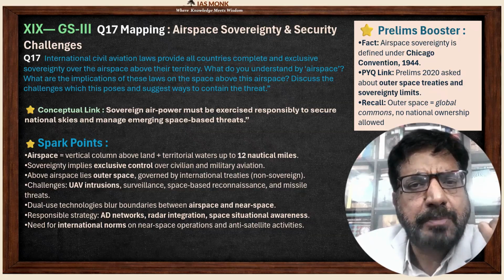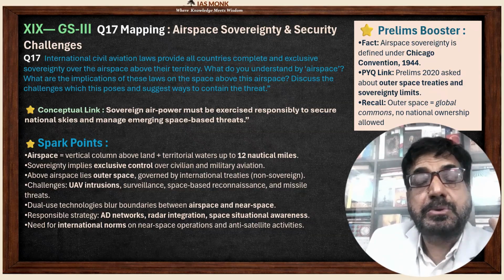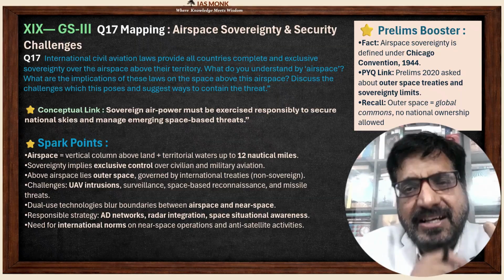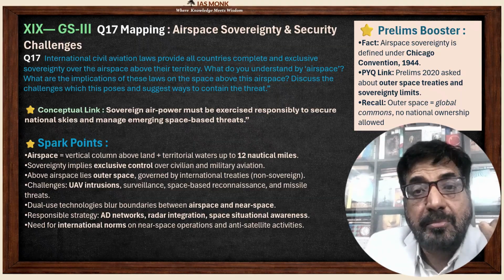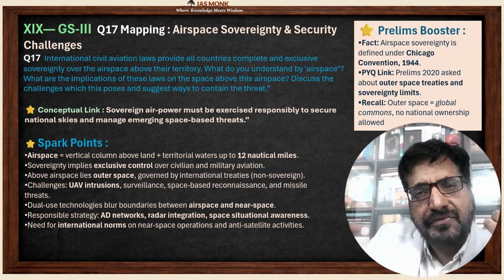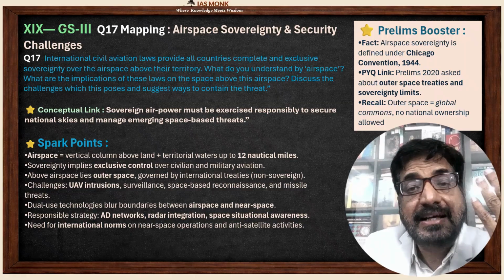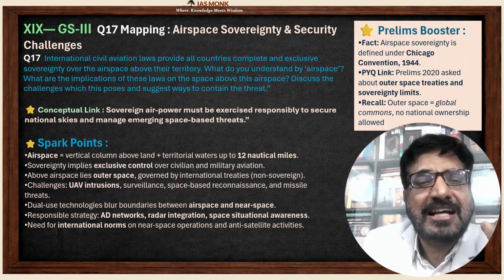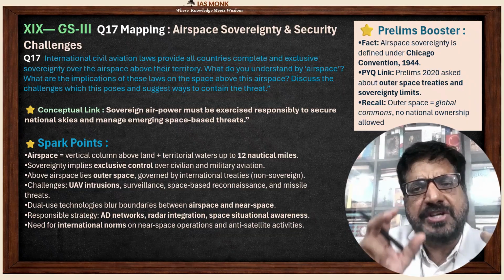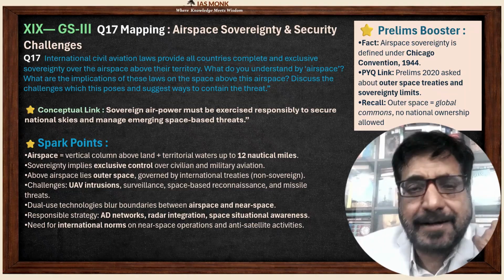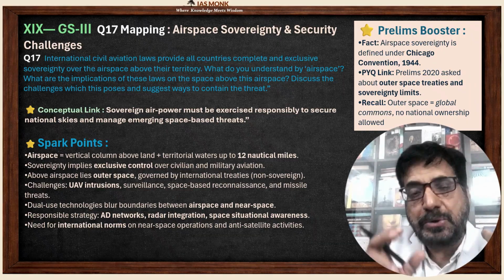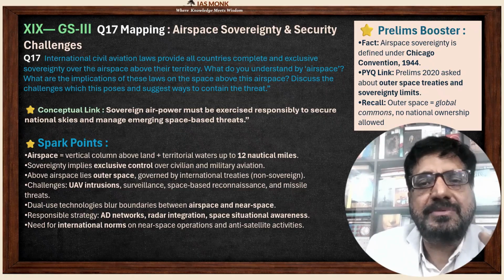Unmanned aerial vehicles, high altitude platforms, and near space technologies can exploit altitude ambiguities to conduct surveillance or intrusion. Space-based reconnaissance, missile trajectories, and anti-satellite capabilities further complicate national security. Cyber vulnerabilities in air traffic systems and satellite networks add another layer of risk. Containing these threats requires integrated air defense networks, long-range radars, satellite-based monitoring, and space situational awareness systems. Strengthening international norms on near-space operations and responsible space behavior is essential. So this question relates to our essay theme. Greater sovereign air power demands greater responsibility to secure national skies and manage emerging threats from the airspace continuum.